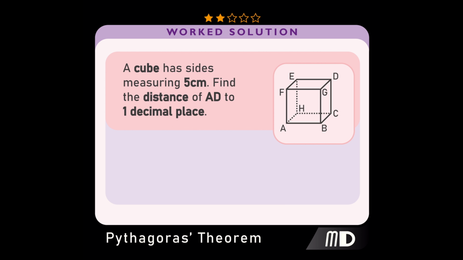Now in this video, we're going to answer the following question. A cube has sides measuring 5 centimeters. Find the distance of AD to 1 decimal place. And we've been given a diagram of a cube with corners labelled A to H.